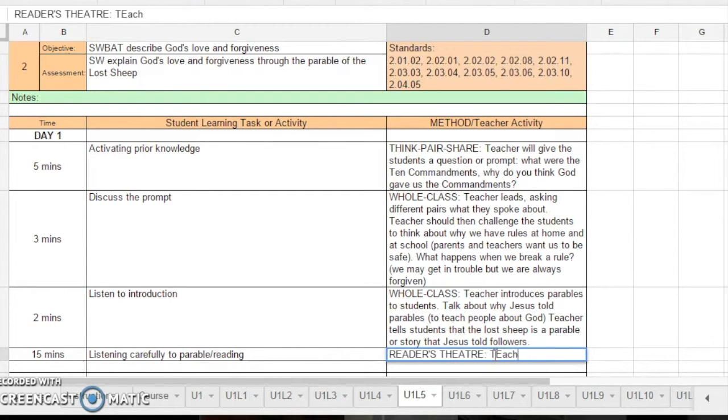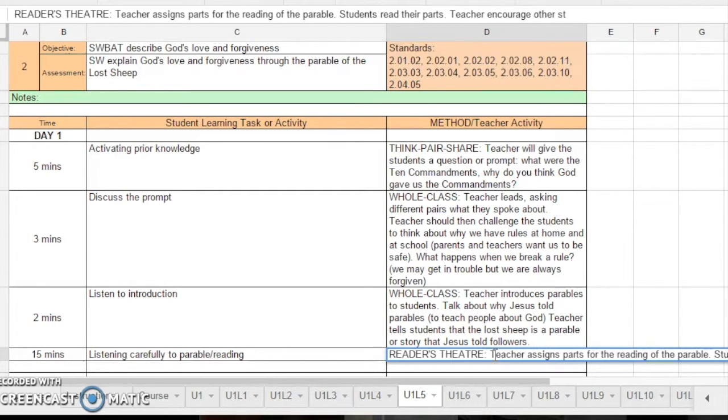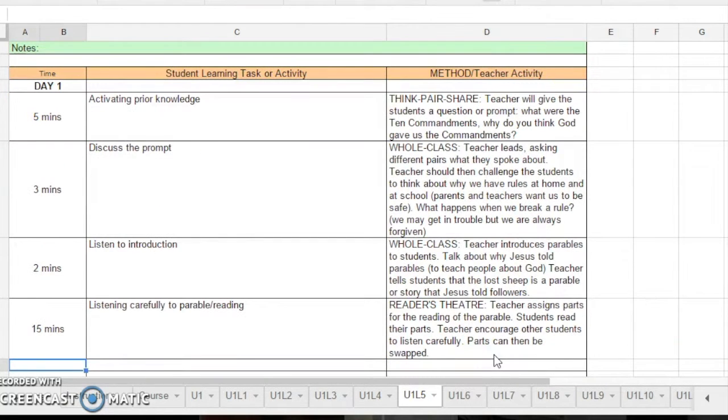So the teacher assigns parts. This can be even 3 to 5 parts. And the parable is quite short, so we can do this a couple of times. Teacher assigns parts for the reading of the parable. Students read their parts. Teacher should encourage other students to listen carefully. And then parts can be swapped to enable students to have a turn.